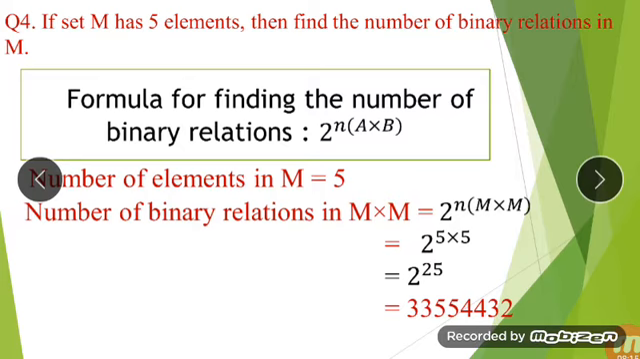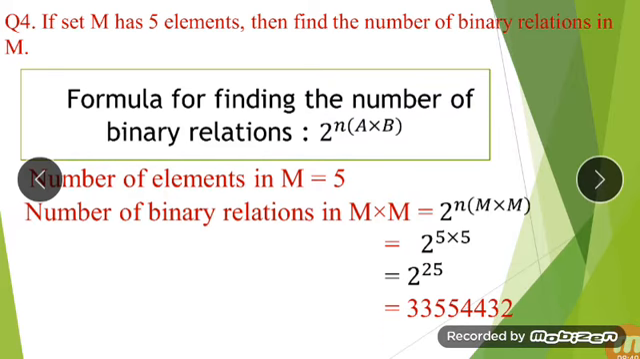We have question number 4 here, that if set M has 5 elements, then find the number of binary relations in M. This is very important from the examination point of view, because this type of question can come in multiple choice questions. So you have to pay attention here, that if set M has 5 elements, then find the number of binary relations in M. Here we are not going to find the number of elements in the Cartesian product, rather we are going to find the number of binary relations.